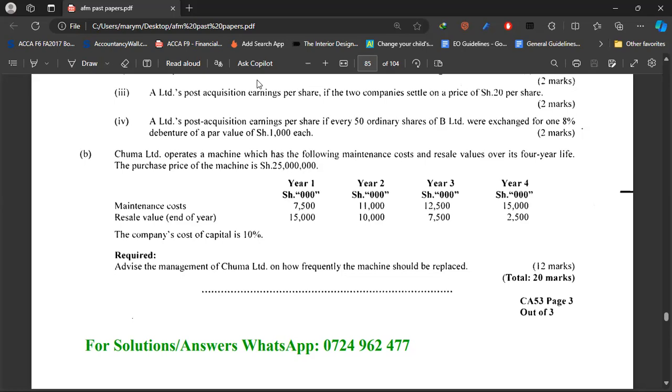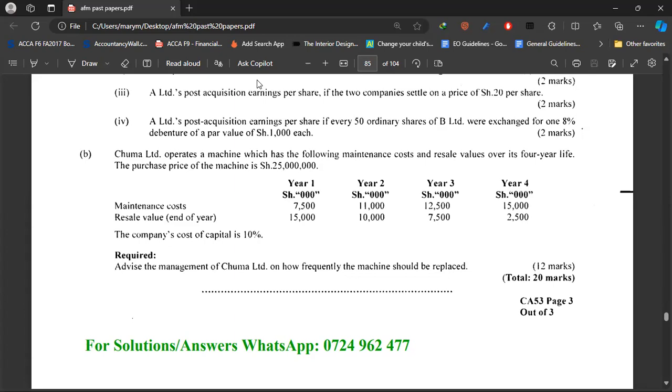Let me come back to Chuma Limited. That is May 2017. The question is question 5B. We are being told Chuma Limited operates a machine which has the following maintenance cost and resale values.